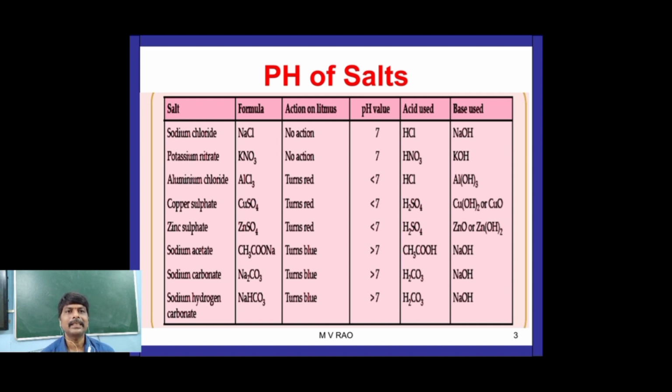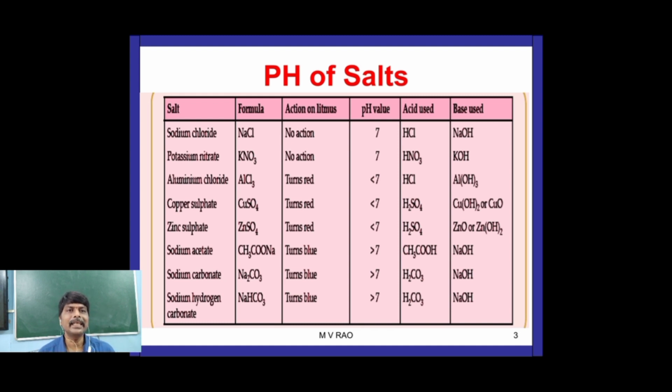Next salt is aluminum chloride, AlCl3. Aluminum chloride, interestingly you can observe, it turns blue litmus to red. Blue litmus to red. That means it is showing slightly acidic nature. So it is a salt, but it is acidic in nature. These types of salts are called acidic salts. Acidic salt, because of acidic nature, its pH is less than 7.